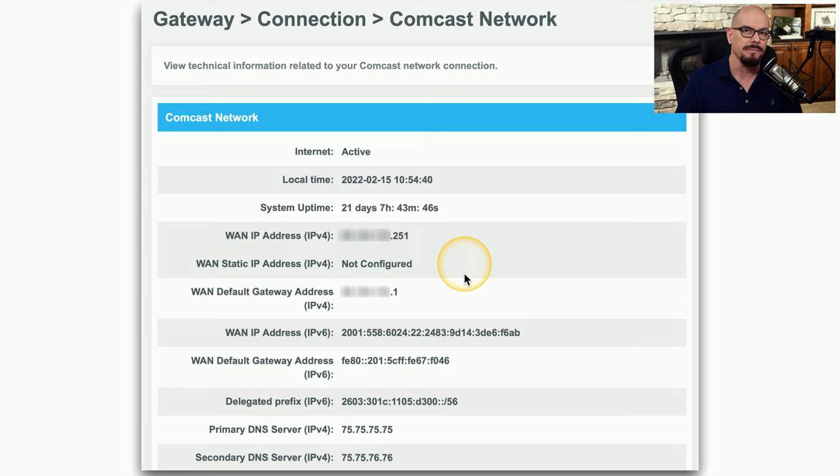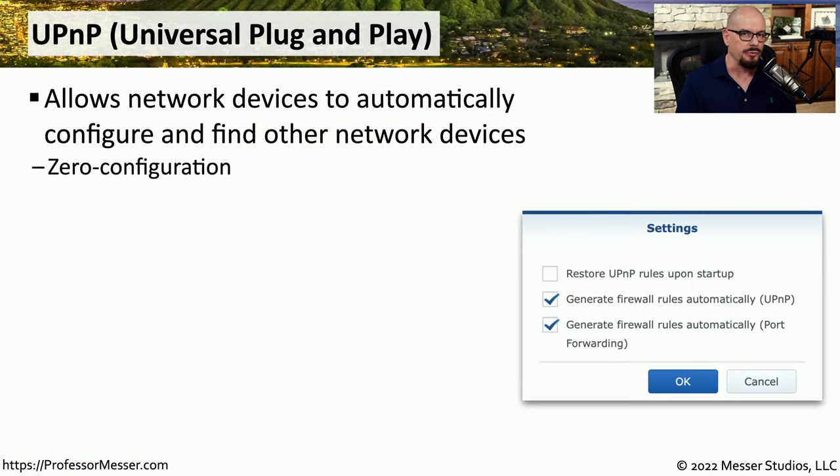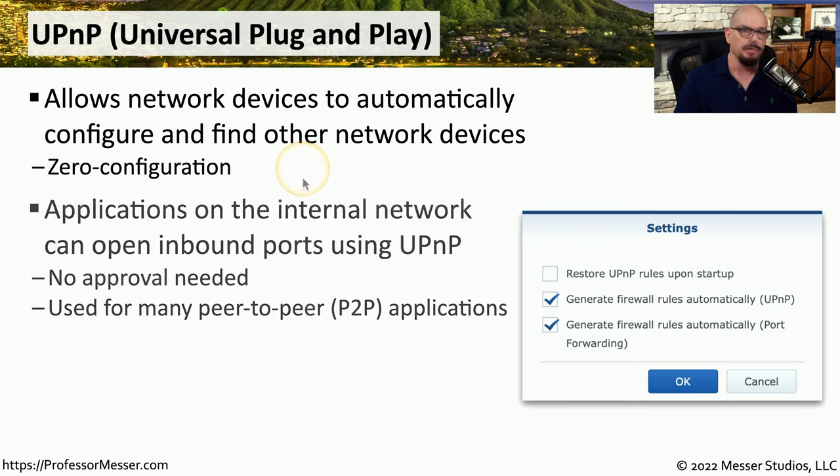Many of the SOHO routers we use today include a function known as UPnP. This stands for Universal Plug and Play. This is a way to have the router automatically configure itself when certain applications are being used on the network. We sometimes refer to this as zero configuration. When you start an application that uses UPnP, it will communicate to the router and tell the router to create a port forward from the outside to be able to allow access to the application service.